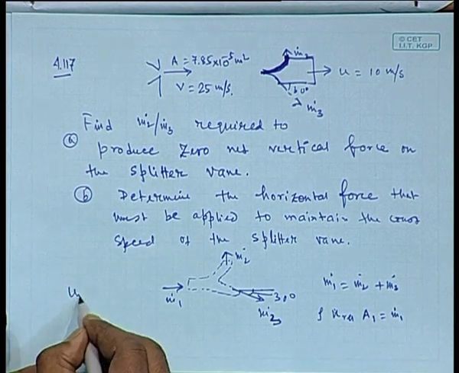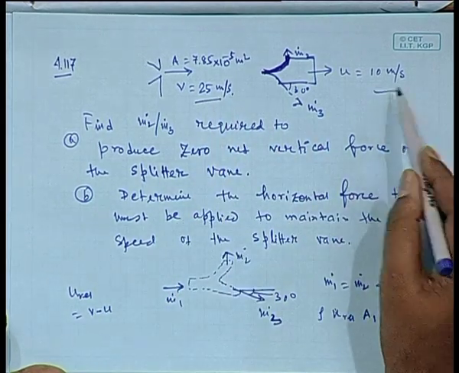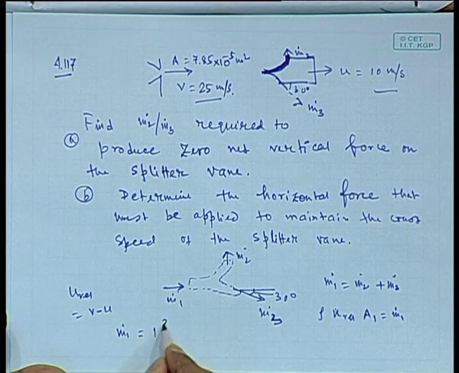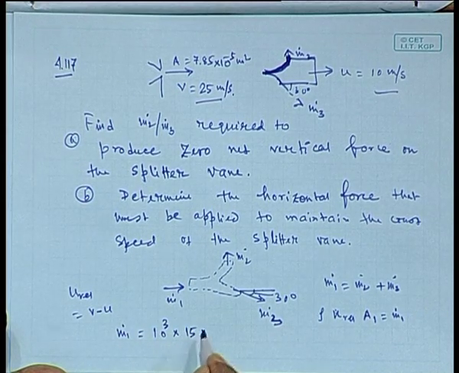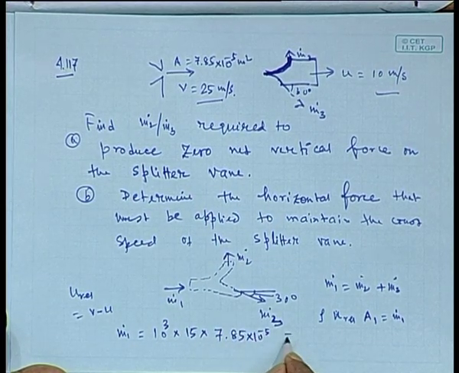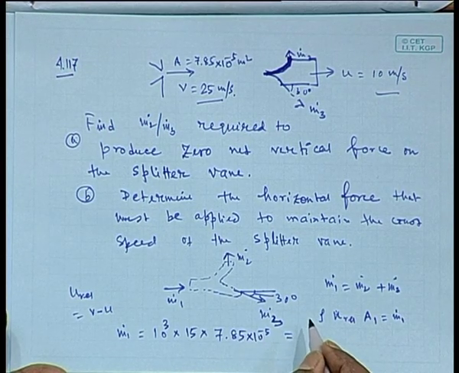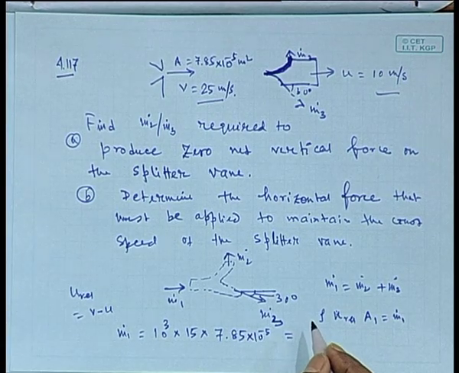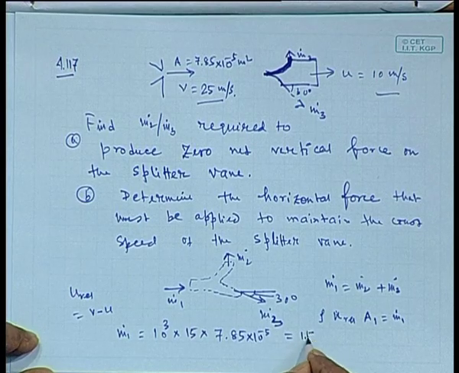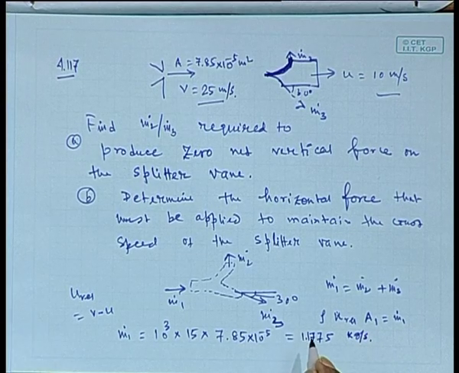What is u relative? U relative is nothing but v minus u. It is given that v is 25 meter per second, u is 10 meter per second. So M1 dot can be found out from 10 cube, u relative is 15 meter per second into A1 given as 7.85 into 10 to the minus 5 meter square, and it turns out to be 1.1775 kg per second.